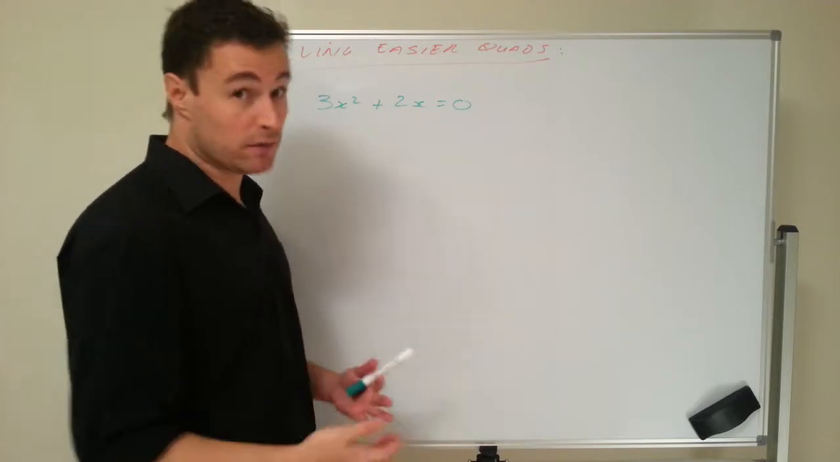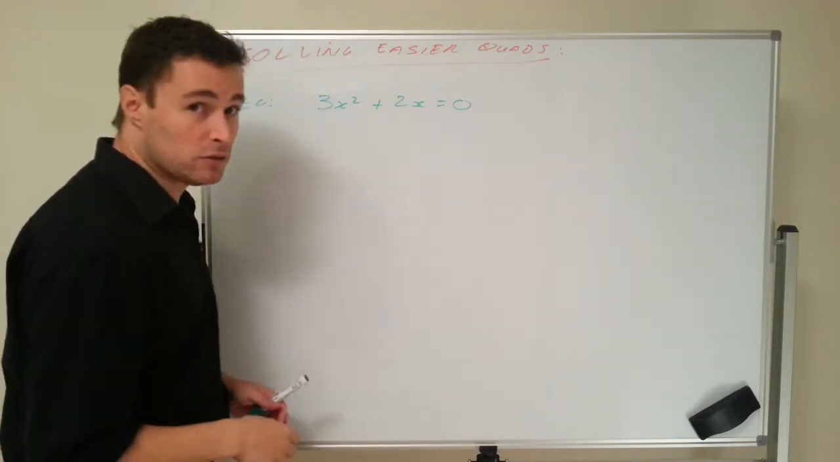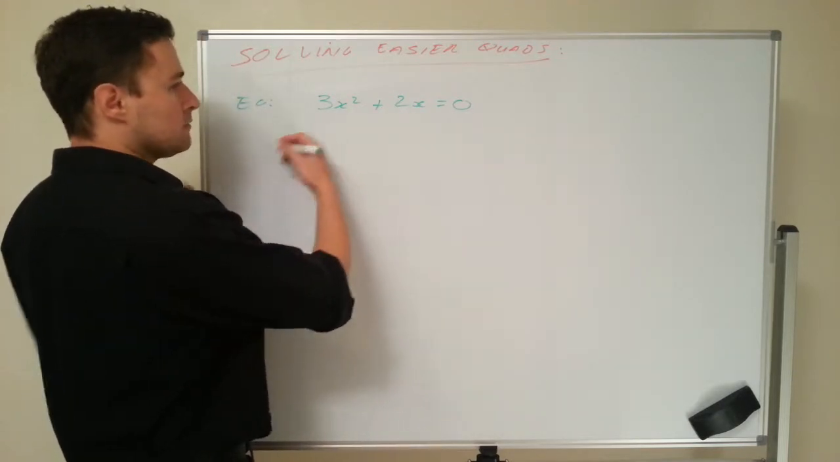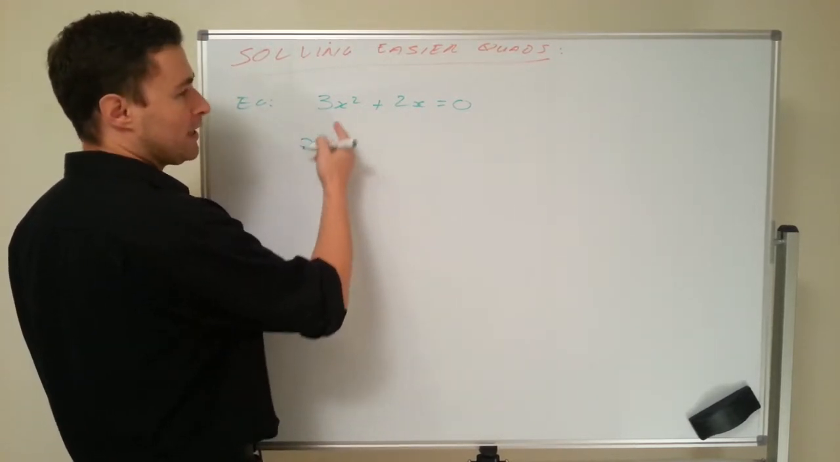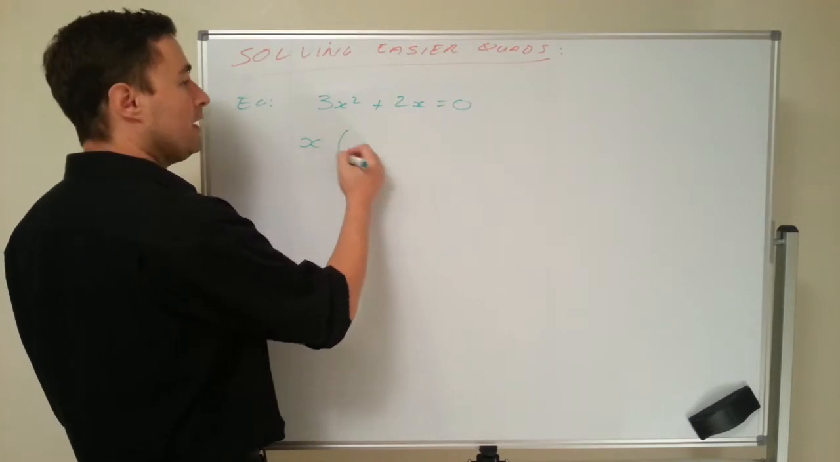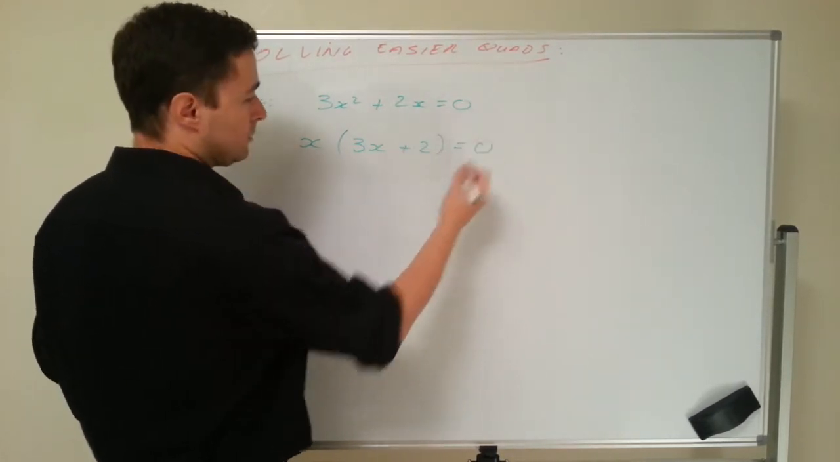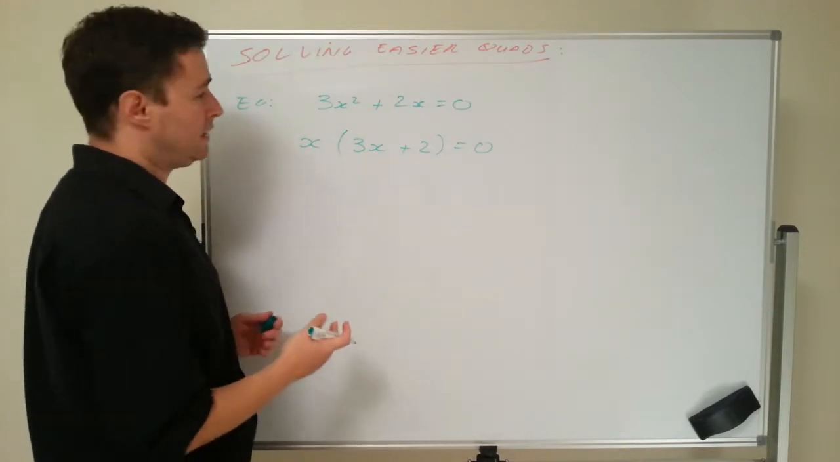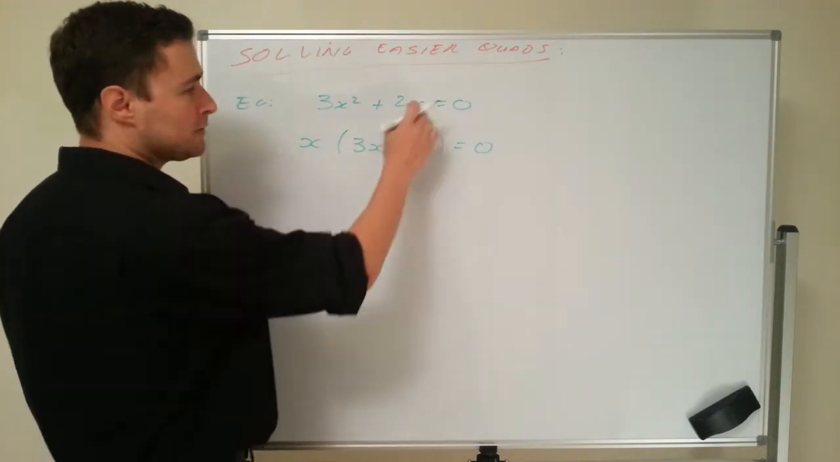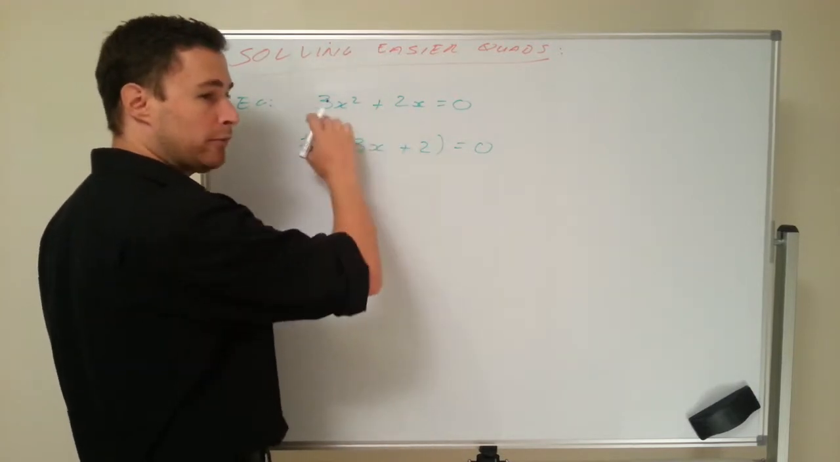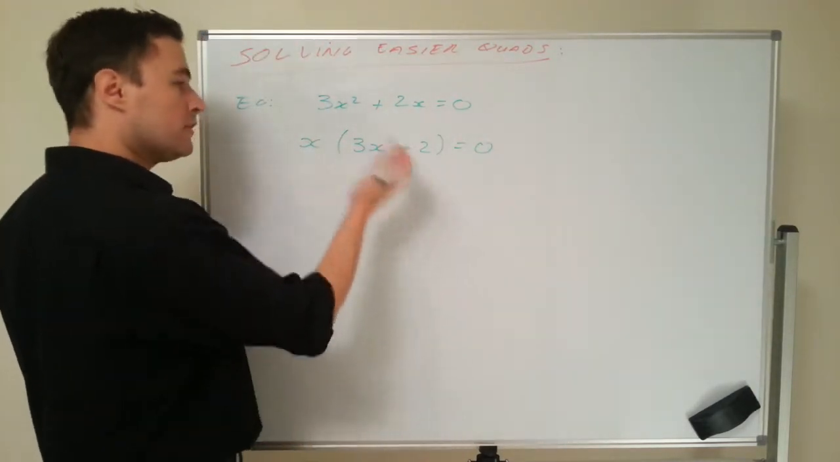If I've got something of this form, the most I can do is take out a common factor. The most I can do is pull out an x, because that's the only common factor there. And I'm left with 3x plus 2 equals 0. There's nothing more I can do here. I can't put it into two brackets because there's no trinomial there. Binomial, 1, 2; trinomial, 1, 2, 3. So this is the most I can do.